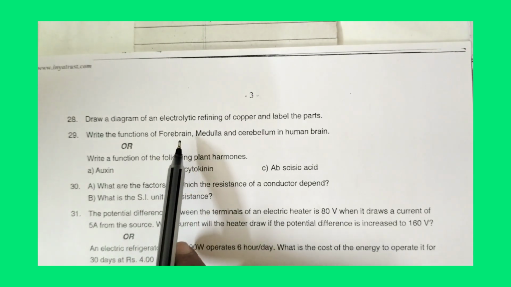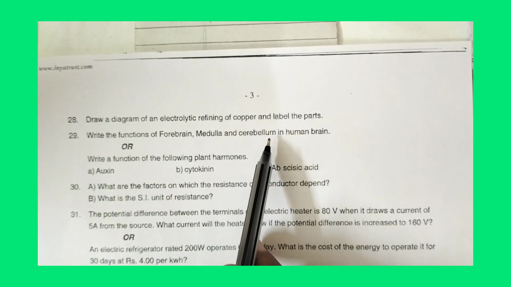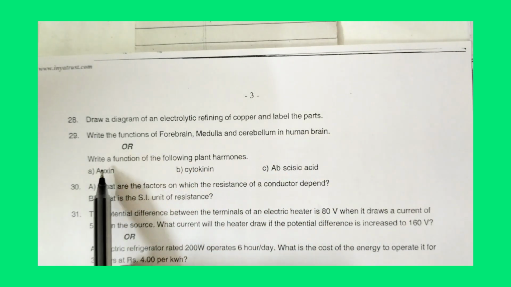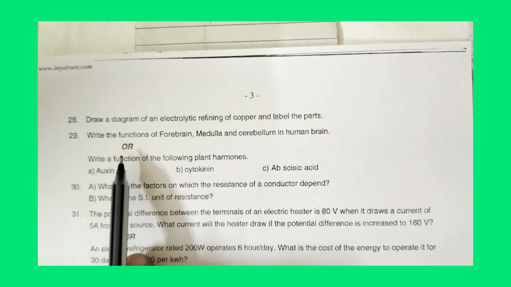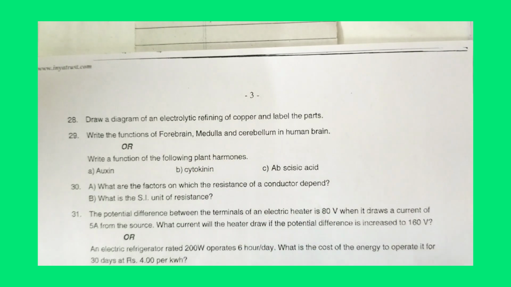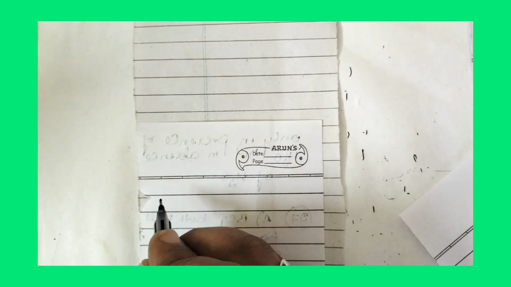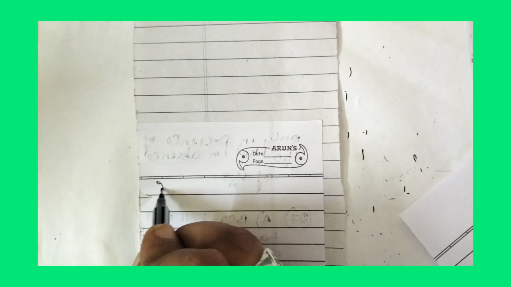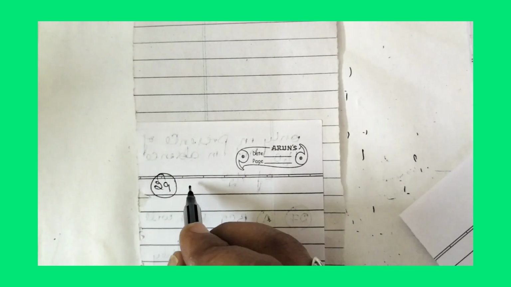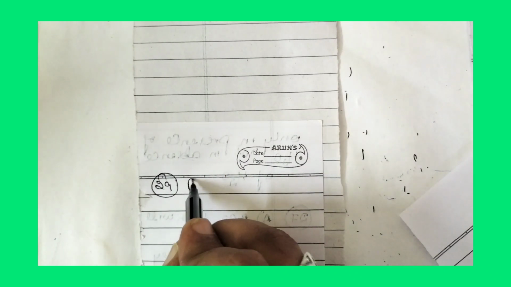Write the functions of forebrain, medulla and cerebellum in human brain. And for the internal choice question, write a function of the following plant hormones: auxin, cytokinins, abscisic acid. So let us answer both the questions. So let us answer both in 29th. The first question is: write the function of forebrain. 28th is the diagram. Write the function of forebrain.